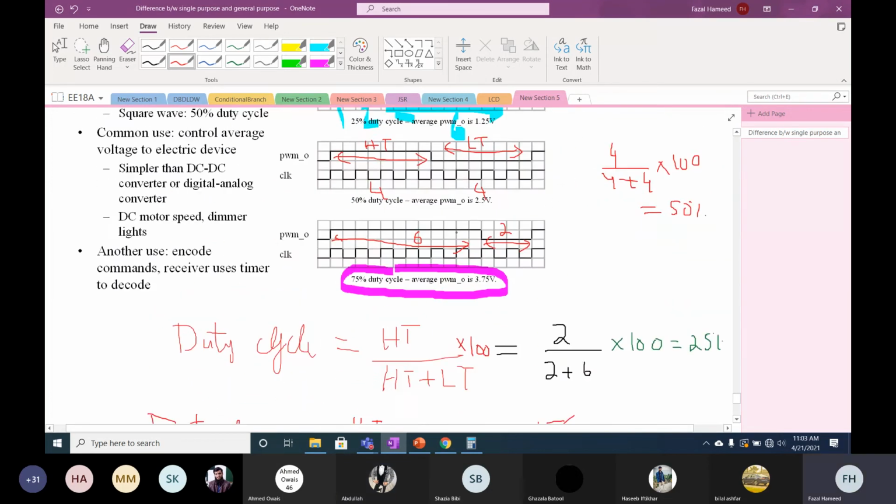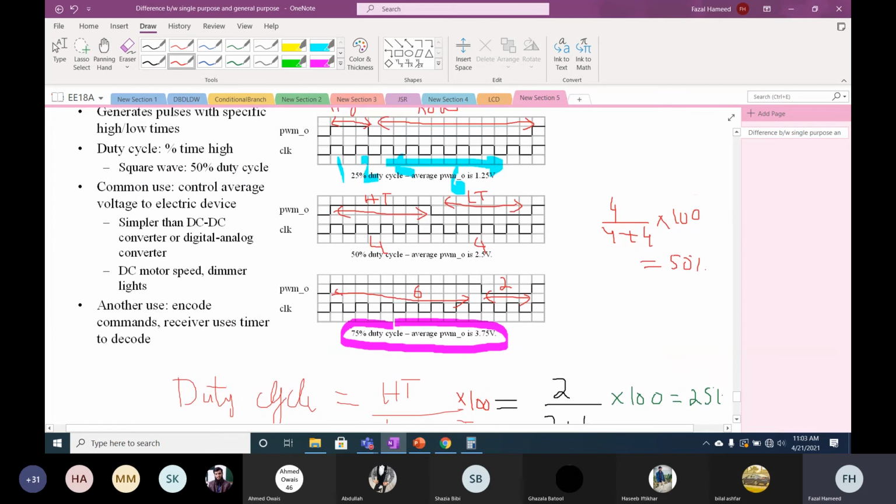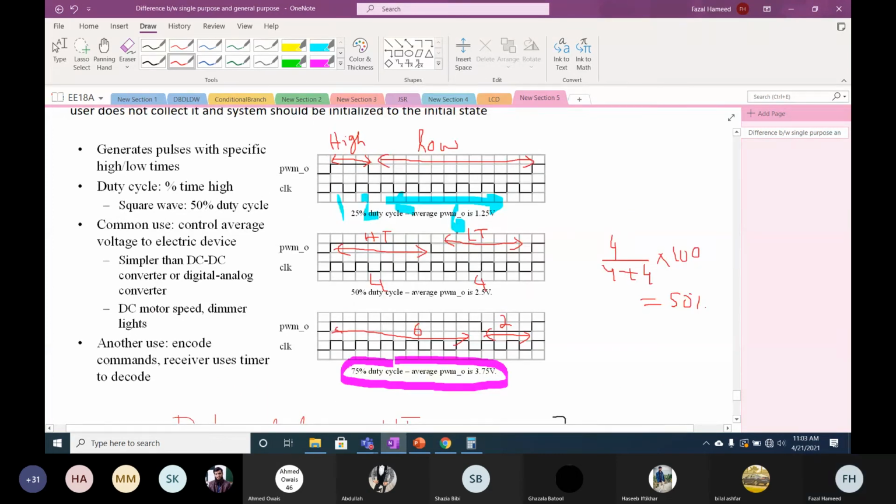Because the PWM signal can be used to control average voltage to drive an electric motor.